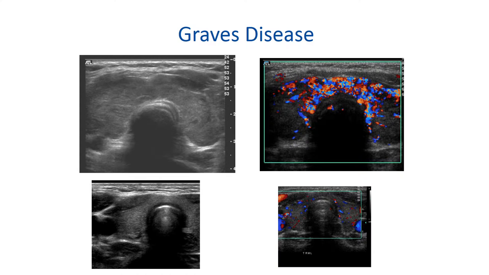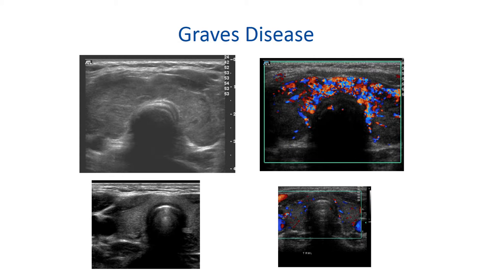More ultrasound imaging. Down here you have normal thyroid vascularity. And up top you have, here's a trachea, here's a thyroid gland. It's enlarged, and look at that vascularity. It's highly increased. That's indicative of Graves' disease or even a thyroid storm.